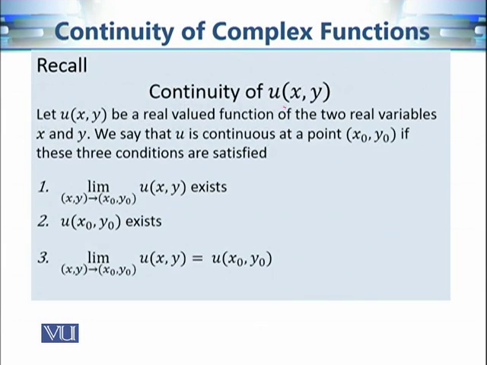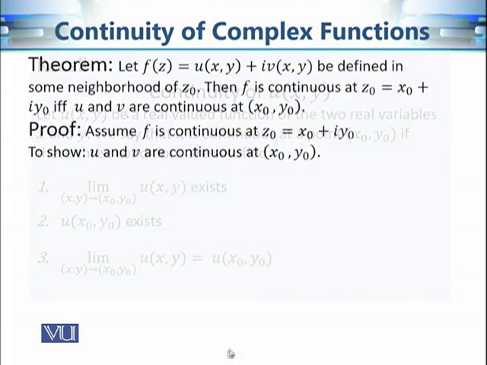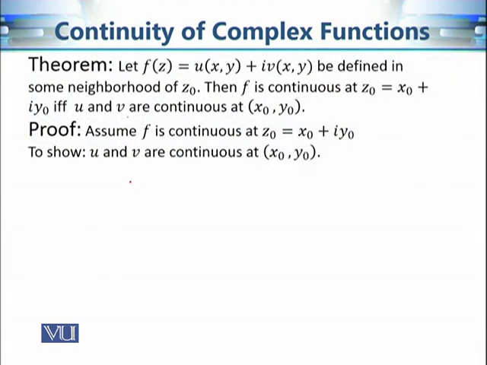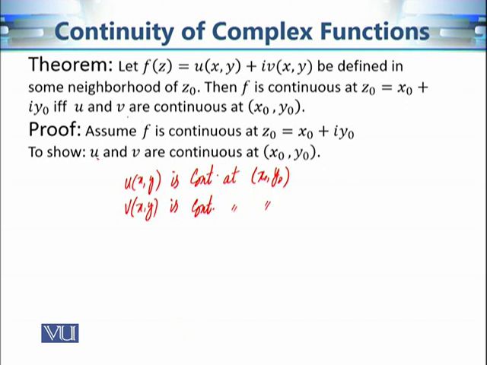Now recall that a function of two variables is continuous if the following three conditions are satisfied. The limiting value exists, the functional value exists, and both are equal. And we can easily see that in this case, for u of x y, the limiting value is equal to the functional value, and similarly in the case of v of x y, the limiting value is equal to the functional value. So we can say that u of x y is continuous and v of x y is also continuous. Of course, this statement is incomplete, so we need to write down continuous at x naught y naught, and at the same point. So this proves the second part, where we had to show that u and v are continuous at this point x naught y naught.